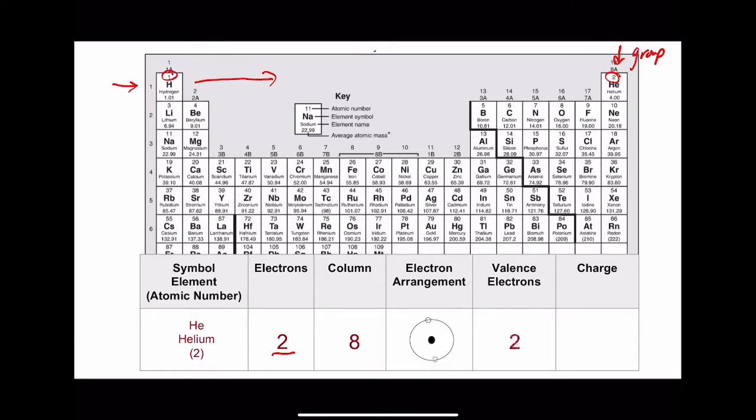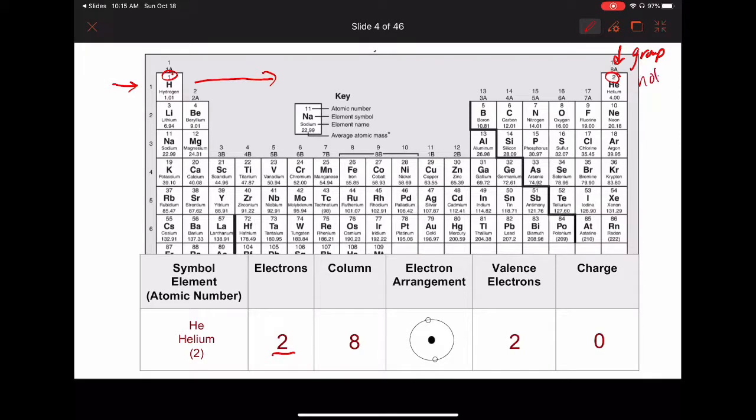Now the charge here, since we have a full outer shell, the charge will actually be 0. This group is called the noble gases. Anything in the noble gas column does not like to react with anything else. It's already happy. It's got a full outer shell. It doesn't want to take any. It doesn't want to give any. So anything in that column will have a charge of 0. It's not going to accept. It's not going to transfer one to something else. It's already happy the way it is.